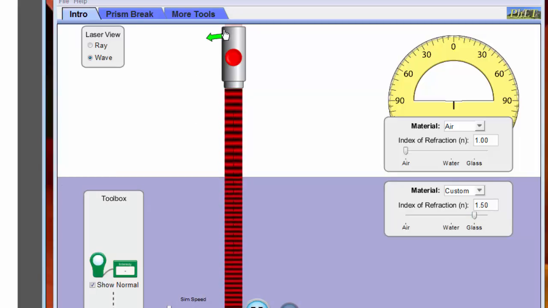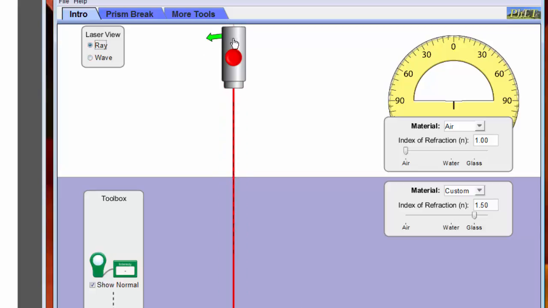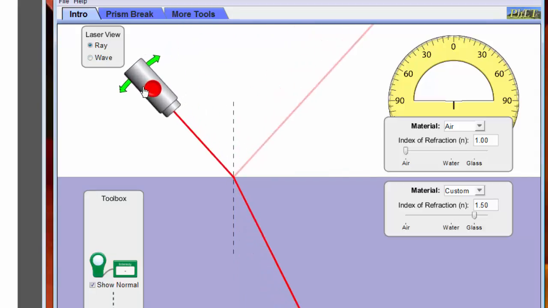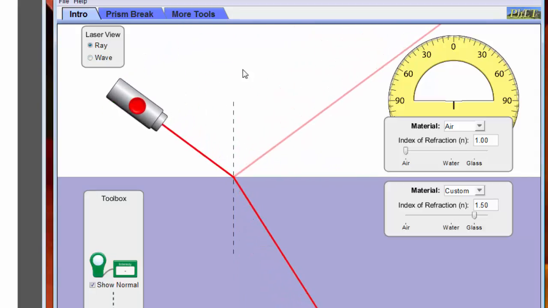Refraction leads to some interesting effects when light enters a medium at an angle. If I change the angle at which I'm shining the laser, so I'll change it like this, what you can see is that light travels in one direction as it enters the medium, but then as it crosses the boundary it changes direction and travels in a new direction.